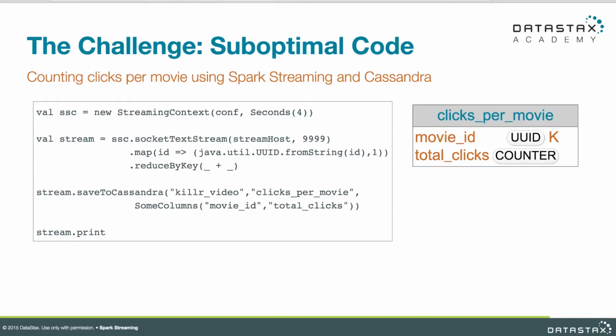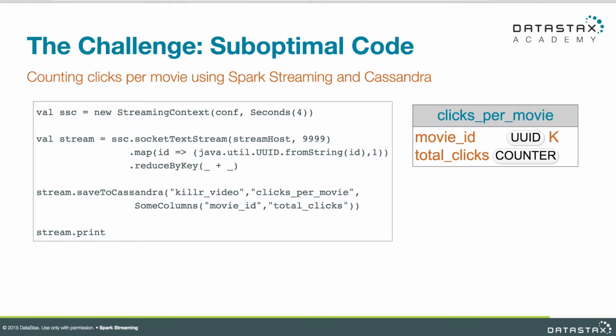If you look at this code here, you've got some kind of clickstream data coming in on movies. This is tracking user activity on particular movies shown on the Killer Video website. And we're using the reduce by key streaming transformation to count those things up. Easy enough. What do we do with that though? At that point then, we save it to Cassandra, and for good measure, we print it.